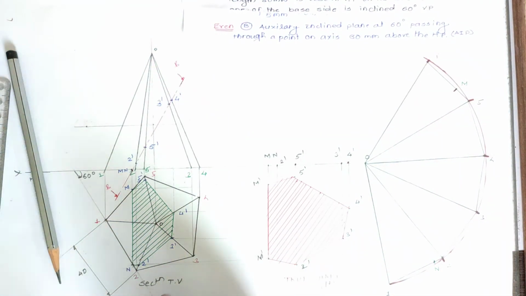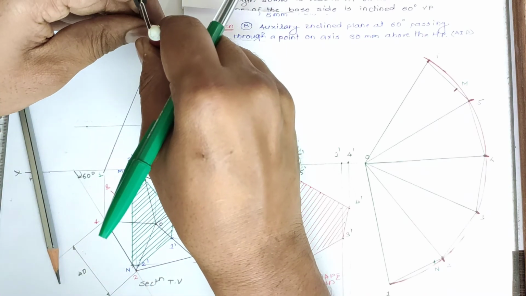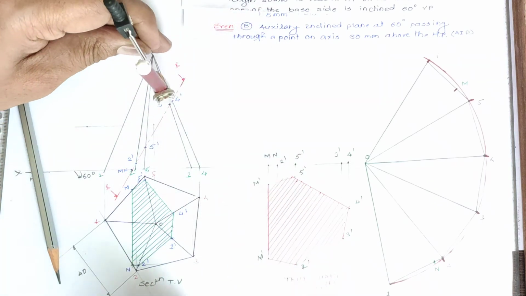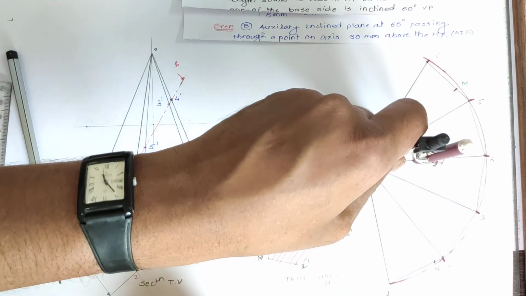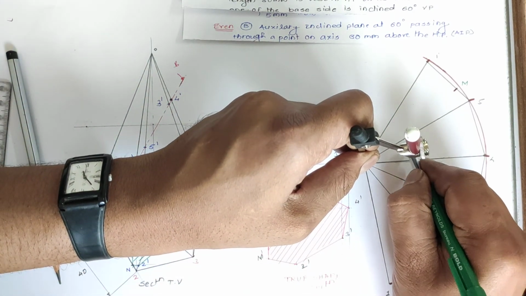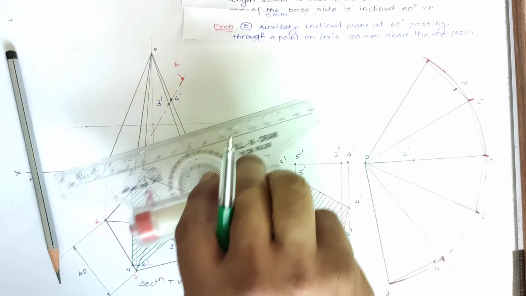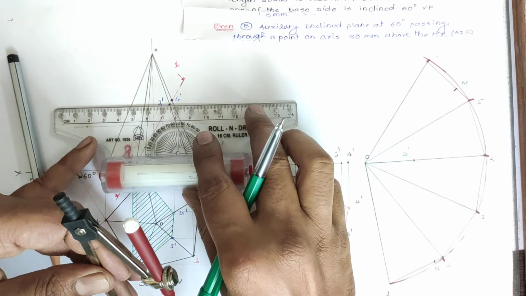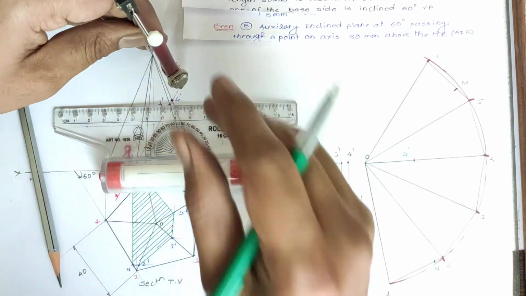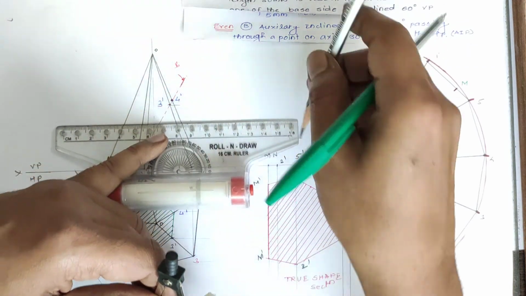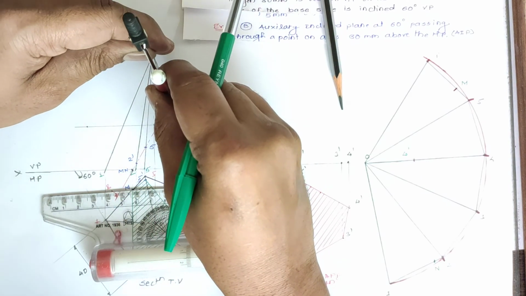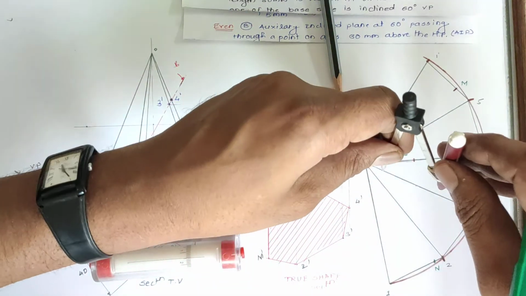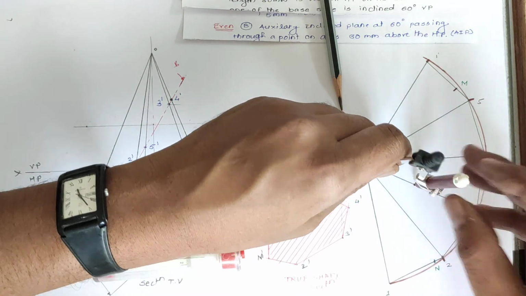Then take the distance in the compass, that is O to 4, present on the slant edge. Mark it on O to 4, that is 4 dash. Similar way we can take a distance for 3: draw the horizontal faint projection line from 3, transfer this point on the slant edge, and take this distance, O2 3 dash.